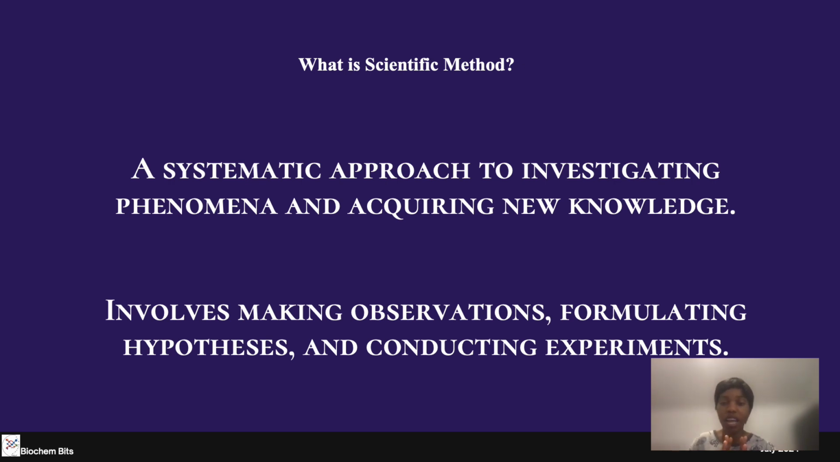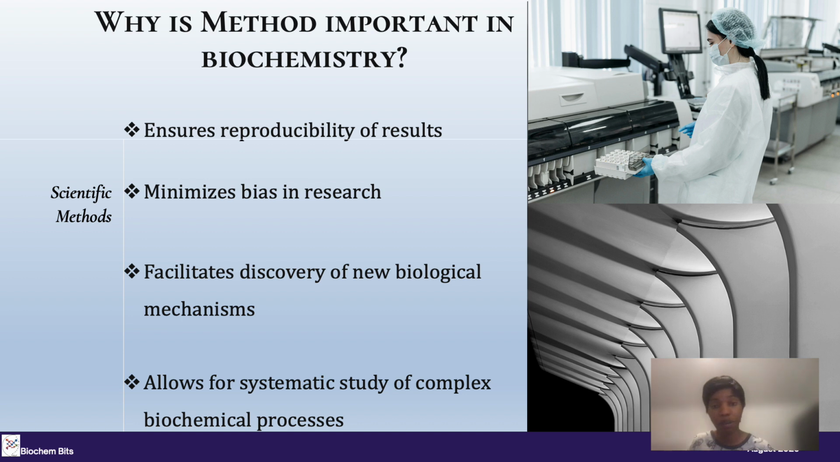Scientific method, I have simply put, as a systematic approach to investigating biological process or events in a bid to understand or acquire new knowledge. And just like every other science subject, it involves observation, in this case, live processes, formulating hypotheses, and also conducting the experiments. And in conducting experiments, the method that is used is very critical. The method involved is important in biochemistry because it allows reproducibility of results.